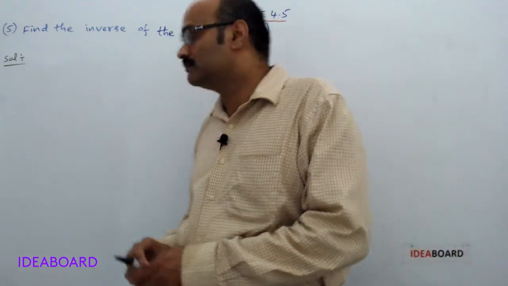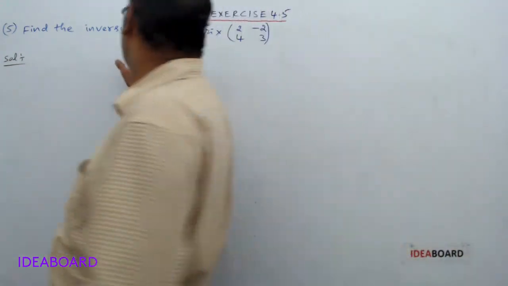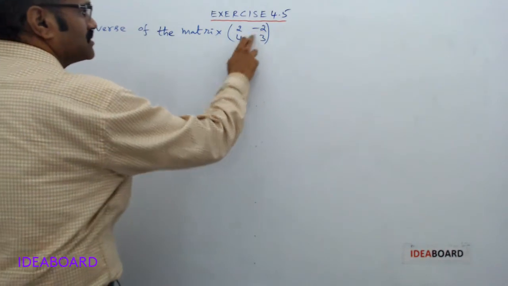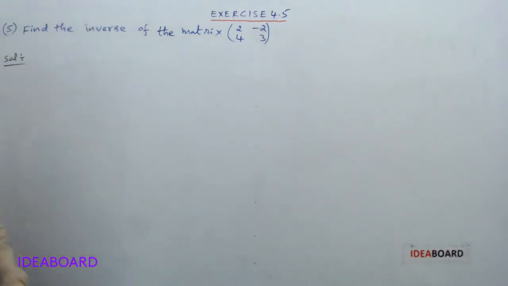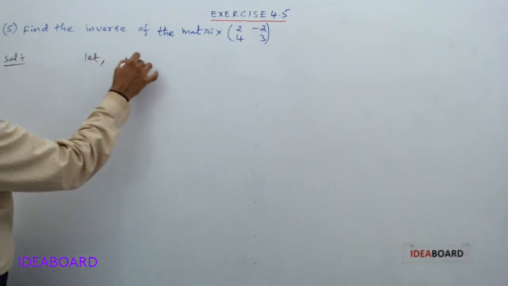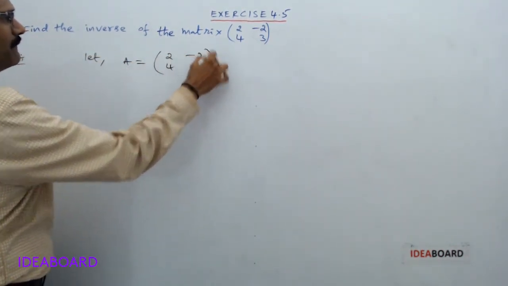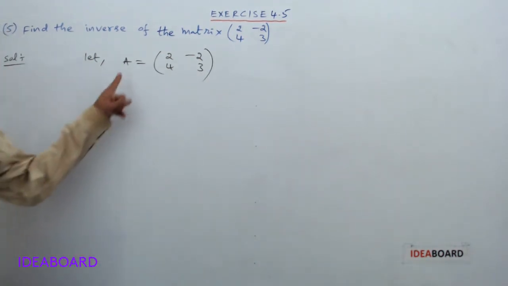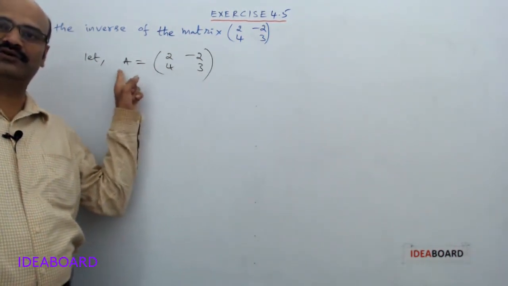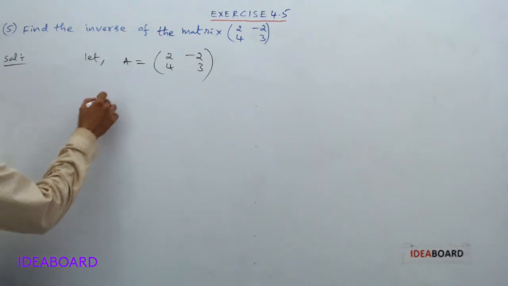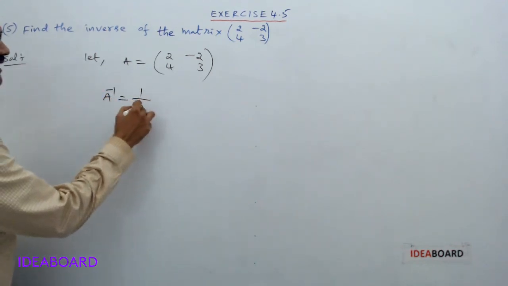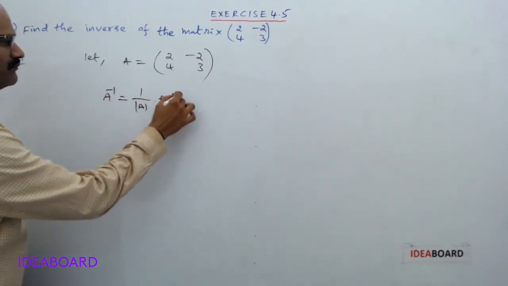Fifth problem, find the inverse of the matrix 2 minus 2 4 3. Let A equal to the given matrix, 2 minus 2 4 3. We know that the formula for A inverse equals 1 by det A into adjoint of A.